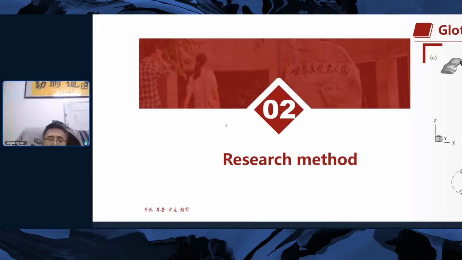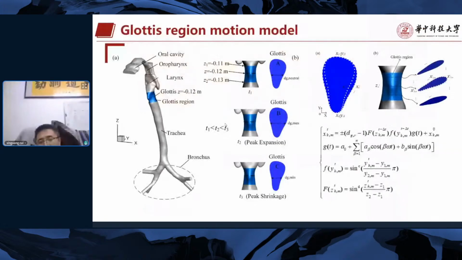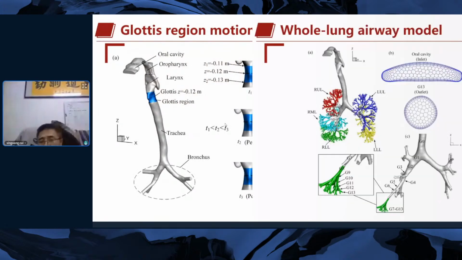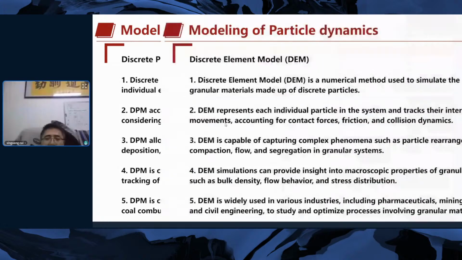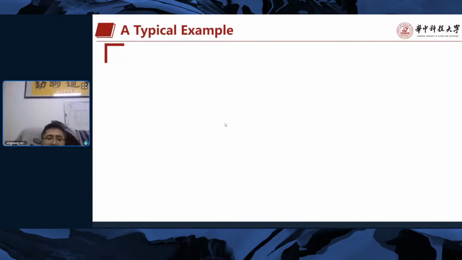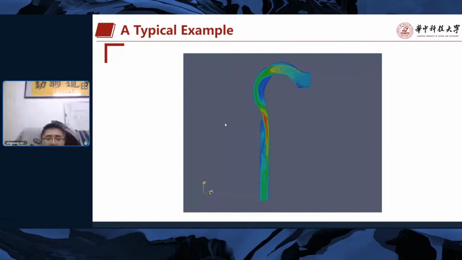Okay. In fact, most work has been done by others, and due to the time limit, maybe I will introduce some of our work. This is a CFD simulation, a typical case. The particles are released directly from the mouth inlet, then go with the airflow and are deposited on the airway. For my PhD research, I spent a lot of time studying the properties of the airflow field.